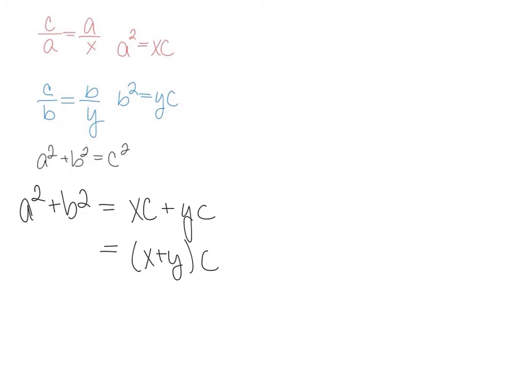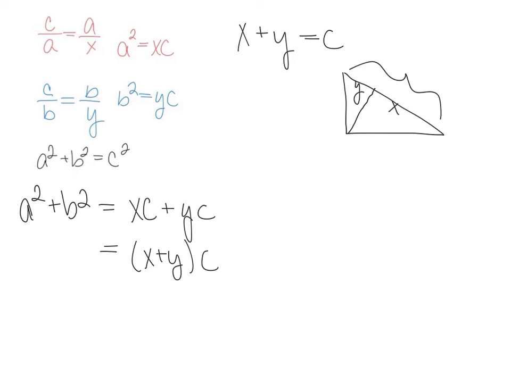We said in a previous slide that X plus Y equals C. Remember we had our triangle with the hypotenuse. We have X and Y, and the whole thing was C. So we said that X plus Y equals C. So I can substitute that. Ta-da!